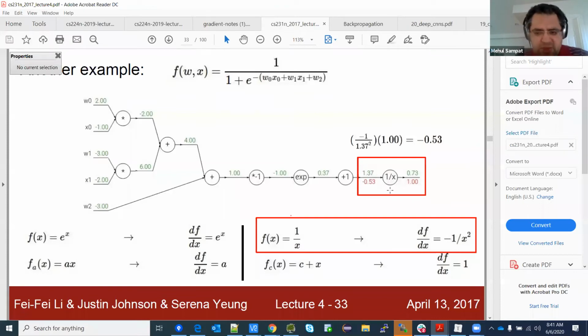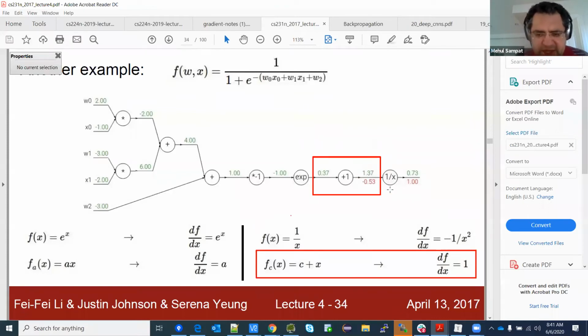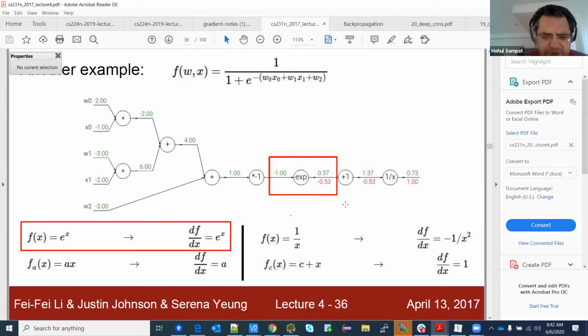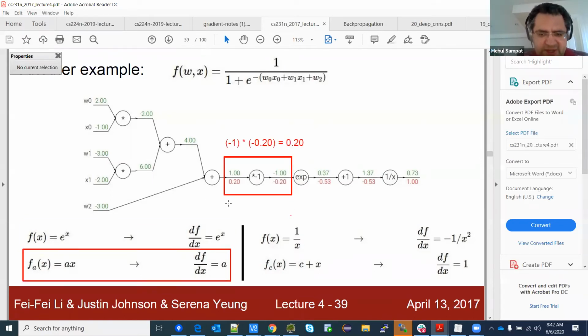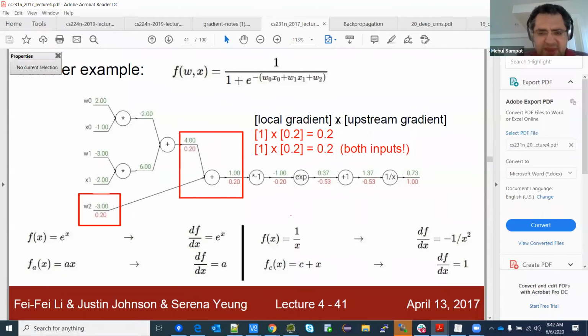Downstream gradient is the local gradient times the upstream gradient, and he's just showing what the local gradient is at each node. For example, if you have the exponential function, f of x is e to the x, the derivative with respect to x is just e to the x. It's nice to work it out, and the nice thing is it's the same notation.